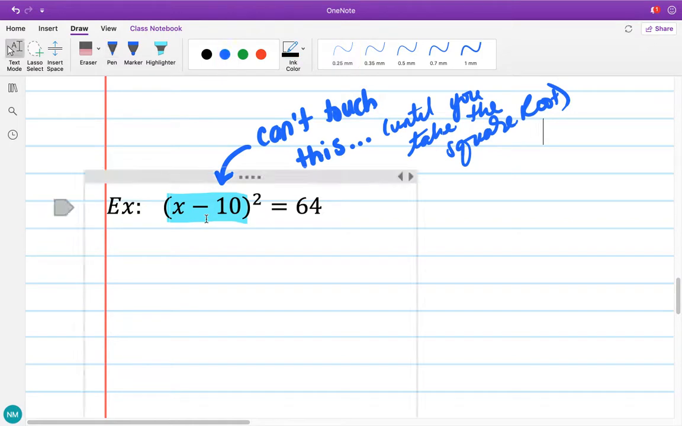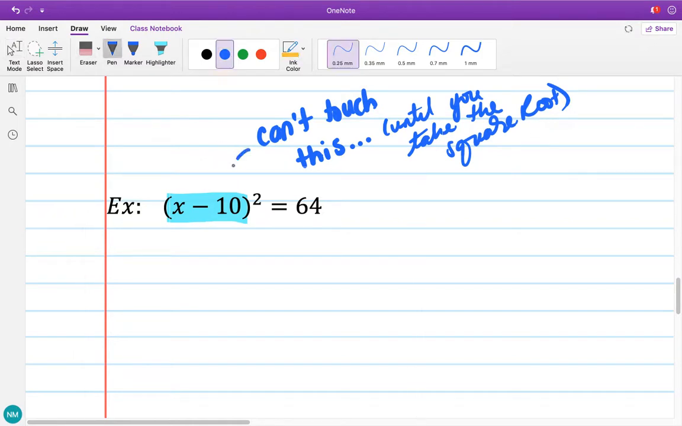I know you guys all miss my messy handwriting. So you can't touch it. There's nothing else I can do, right? There's nothing out here to add or subtract. So it's already technically isolated. The squared term, this is what's being squared. It is isolated. So I'm going to take the plus or minus square root of this side and this side.